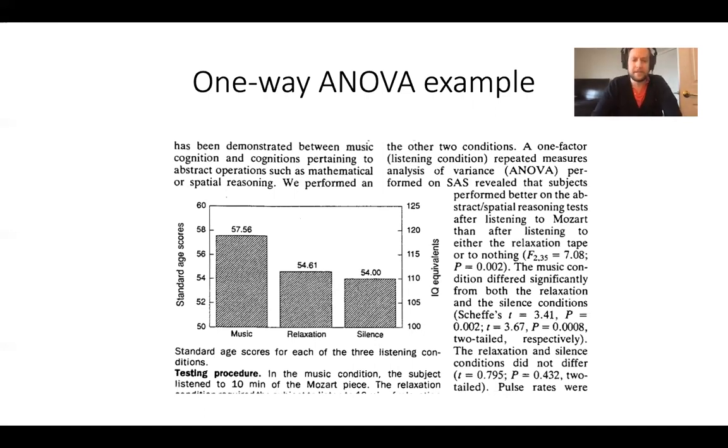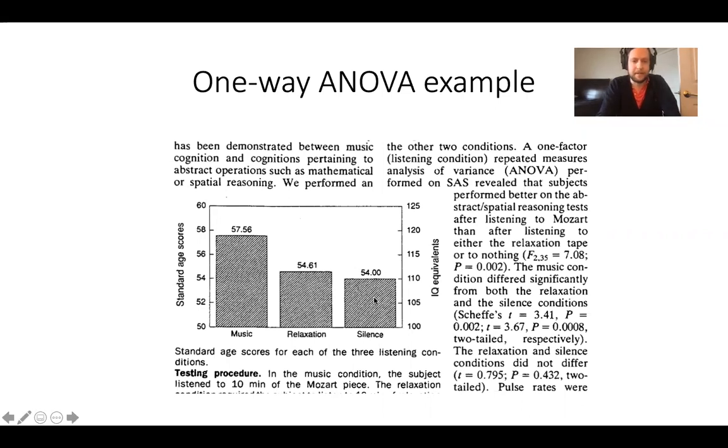And what they wanted to see is whether there is a difference in performance on the spatial task, that SAS, the standard age scores for the spatial task, depending on each of these three conditions, whether you just listen to Mozart music, whether you're in the relaxation condition, or whether you're just sitting there in silence. You do each of these three things, then you take the spatial task, and they wanted to see, did these three things influence your performance on the spatial task?